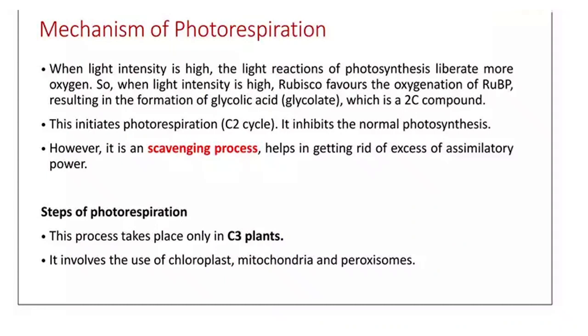Okay, the mechanism of photorespiration. When light intensity is high, the light reactions of photosynthesis liberate more oxygen. So when light intensity is high, Rubisco favors oxygenation of RuBP, which I just now explained, resulting in formation of glycolic acid, which is a 2-carbon compound. This initiates photorespiration and inhibits photosynthesis. So it is a scavenging process helping to get rid of assimilatory power, that is the light energy. The process happens only in C3 plants and involves chloroplast, mitochondria and peroxisomes. These are the 3 cell organelles involved in photorespiration.